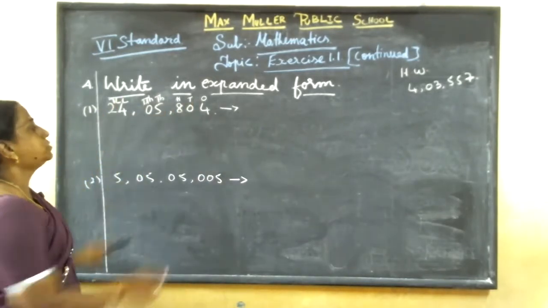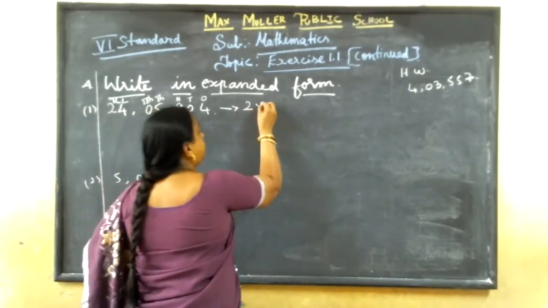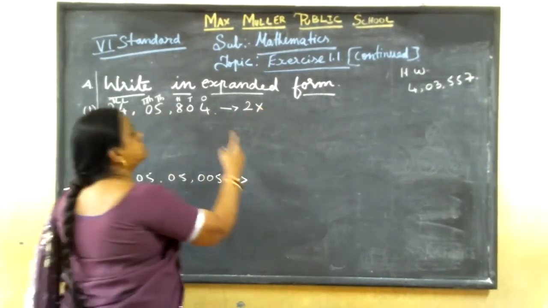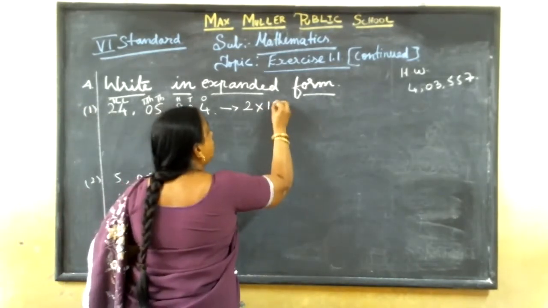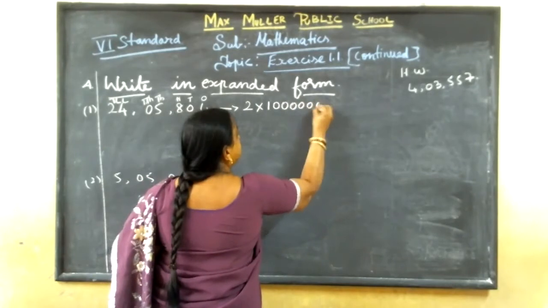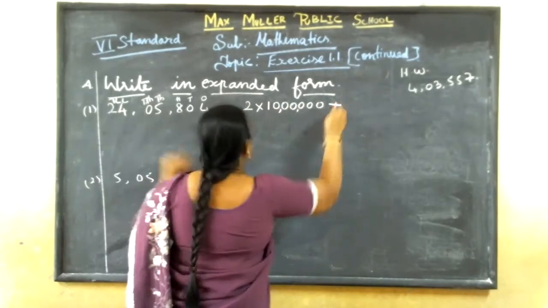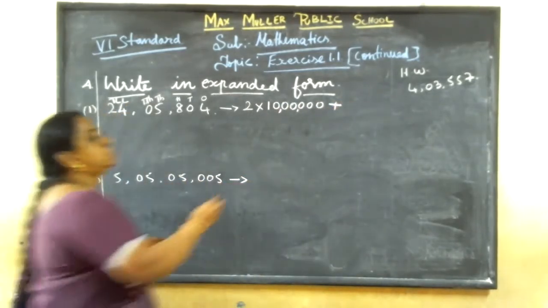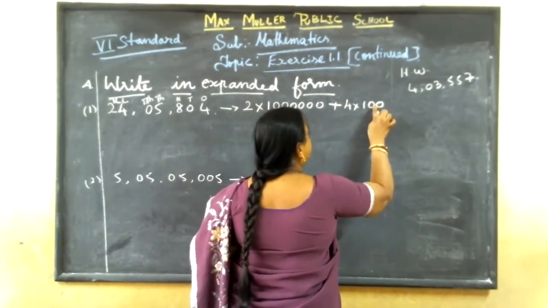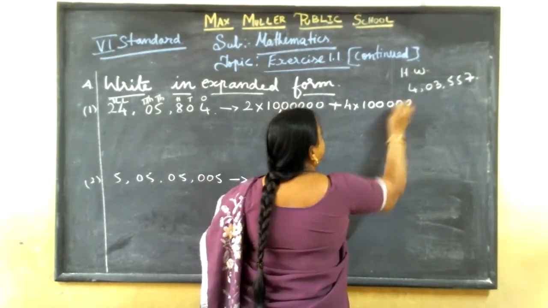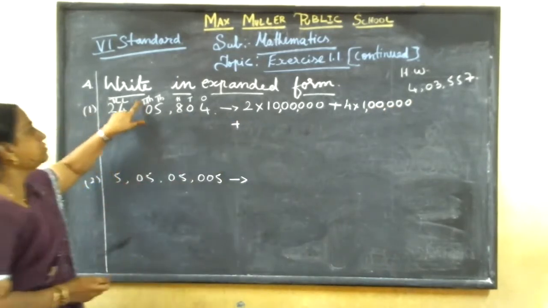First, you should start from the highest place. 2 is in the highest place. So 2 is in which place? 10 lakhs place. So 2 into 10 lakh. How many zeros for 10 lakh? 6 zeros. So 1 followed by 1, 2, 3, 4, 5, 6 zeros. So 10 lakh, plus. Now 4 is in which place? Lakh place. So 4 into lakh, 5 zeros. 1 followed by 5 zeros, 1, 2, 3, 4, 5. So 1 lakh, plus.